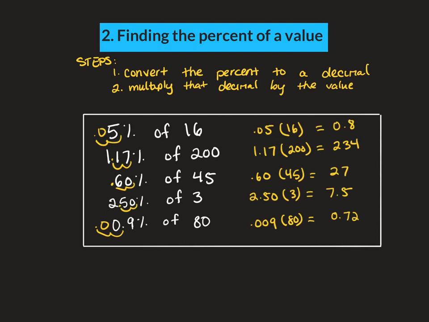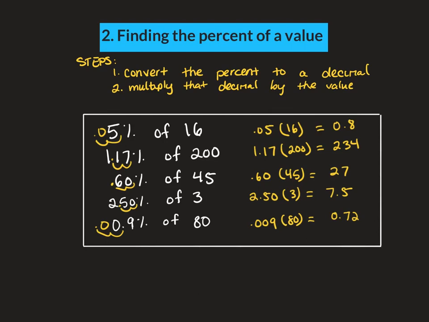The next one is asking me for 250% of 3. That means I want 2.5 times whatever 3 is, right? Because each 100% is a complete 3. So I've got 2 complete 3s and a half of a 3. Because 200% would be double 3, and 50% would be another half of 3. And that is what I get, 7.5. That's a 3 plus a 3 plus a half of a 3.